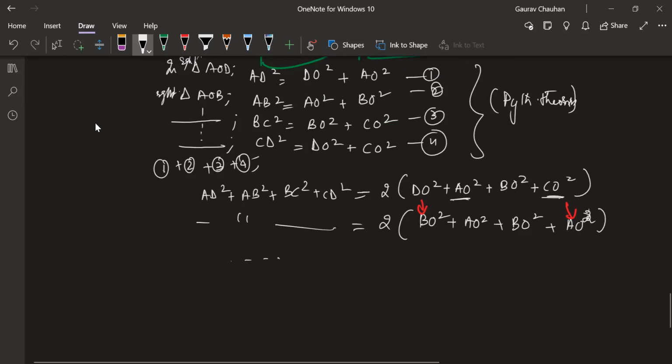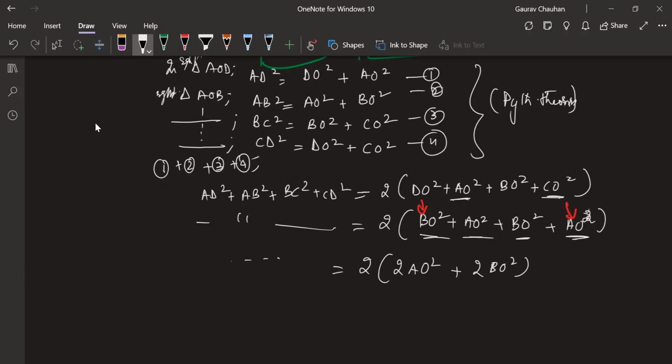Now this left hand side remains as it is, 2 into, now what happens inside, you see, 2 AO square plus 2 BO square. I'm adding this plus this, and I'm adding this plus this. Everyone okay so far? If any confusion, please unmute and tell me. I'll wait for 5, 4, 3, 2, 1.